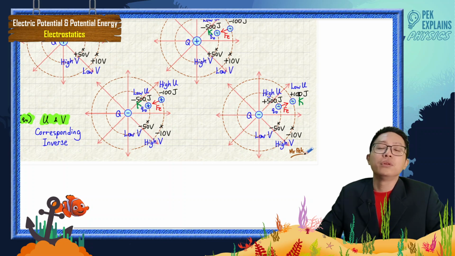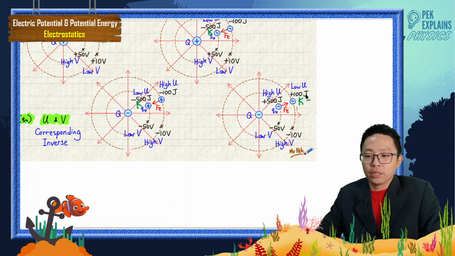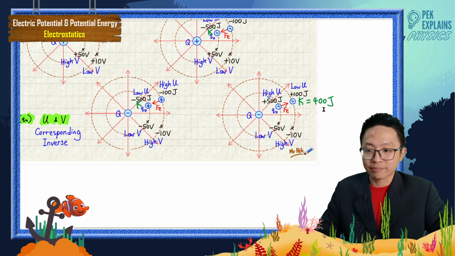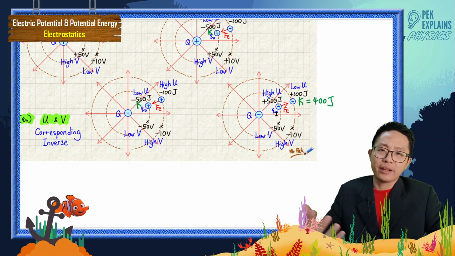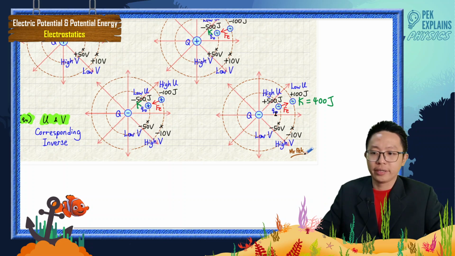Initially it has a positive 500 joule of energy. It will drop to only remaining positive 100 joule of energy. So the kinetic energy now will have 400 joule of energy. You understand that? The total is still 500. Energy cannot be destroyed. It can only change to another form.